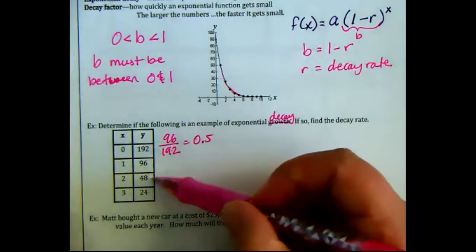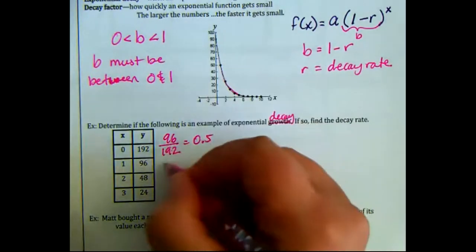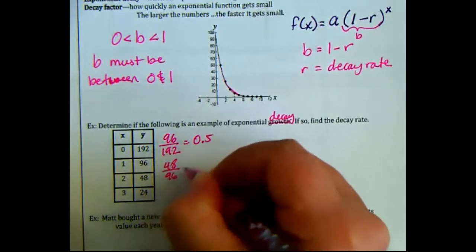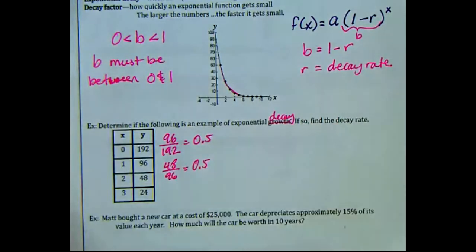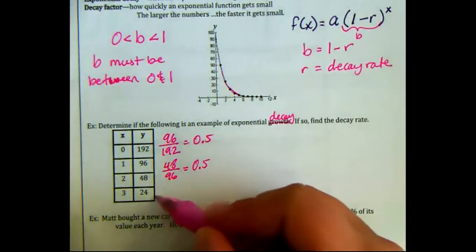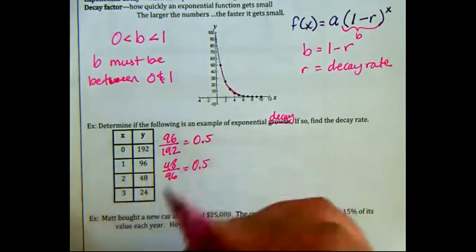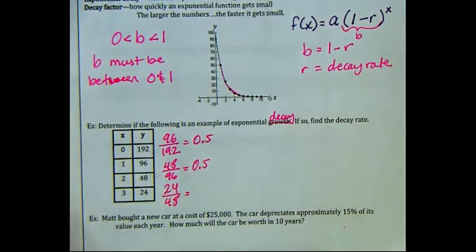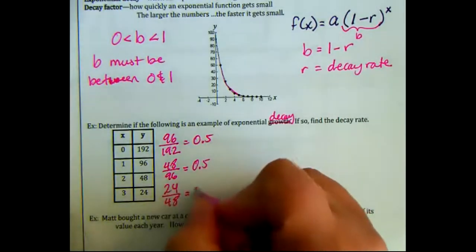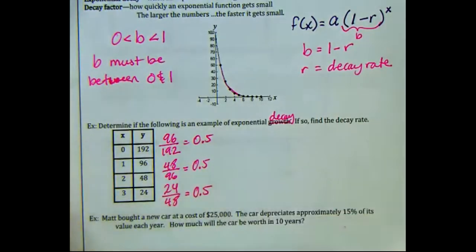So then I go to the third over the second. So 48 divided by 96, and that also will be 0.5. And then lastly, fourth divided by third. So 24 divided by 48. And that is also 0.5, or 1/2 if you look at it that way. It doesn't have to be a decimal.